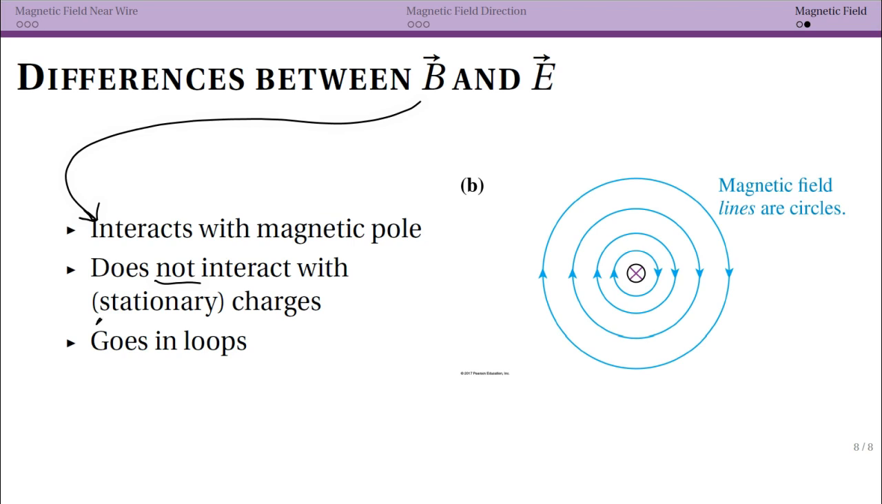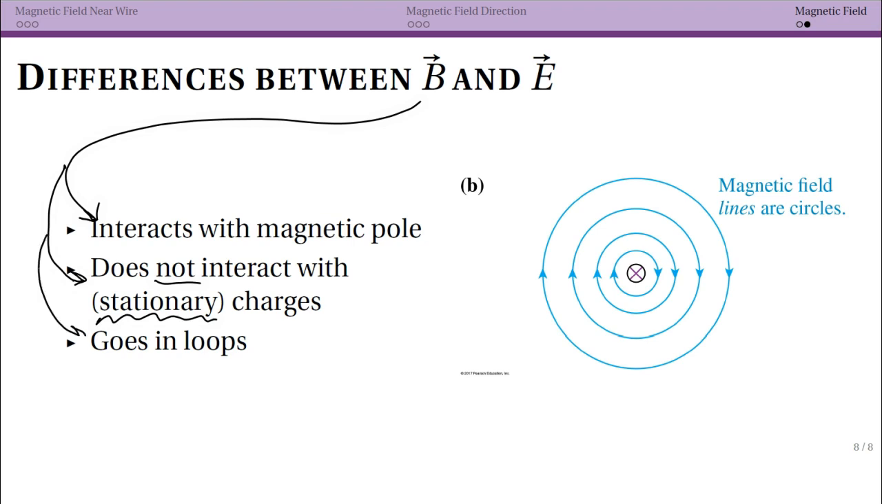So why do I say stationary charges? Well, very soon you're going to learn that magnetic fields are actually caused by moving charges. But yet, most of the time when we talked about electric fields, we were actually talking about stationary charges. So a charge that is just sitting there does not create a magnetic field, and it does not interact with one. So keep that in mind for your magnetic fields as well. Stationary charges do not interact.